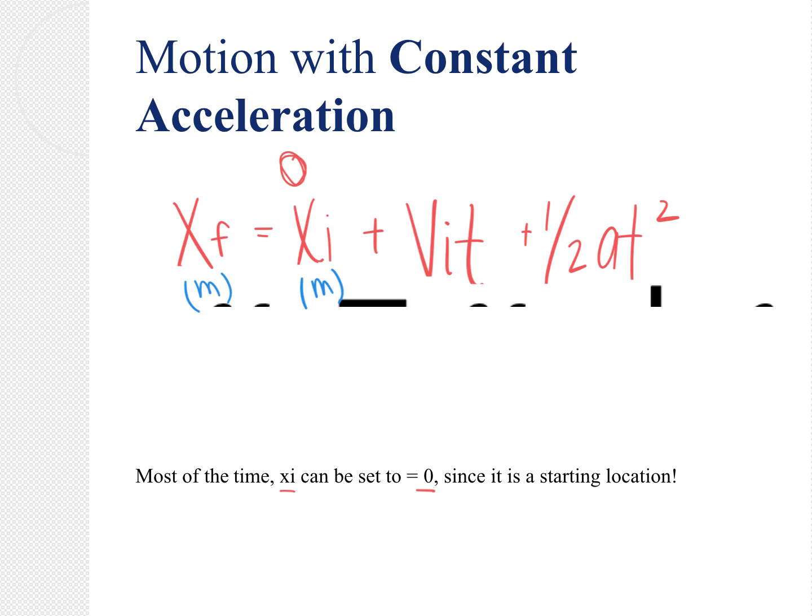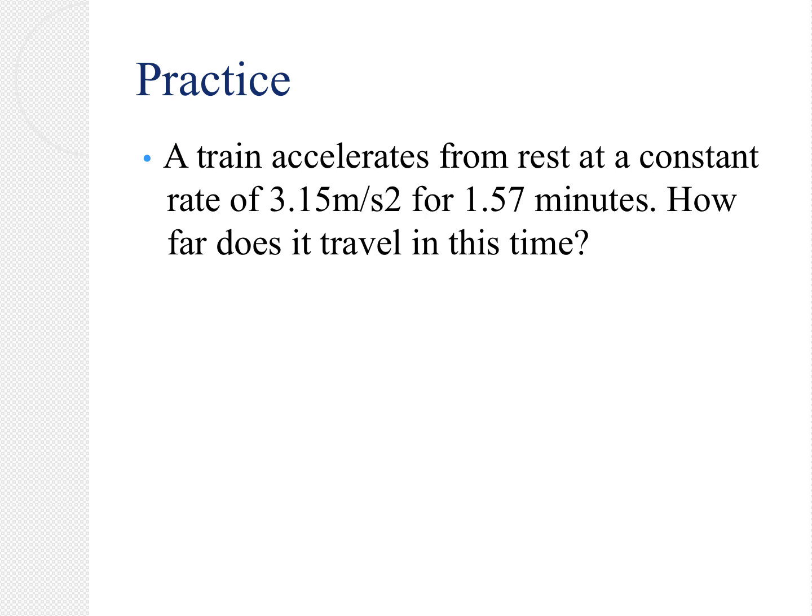And usually you just have to use context clues to figure out what's initial, what's final. But if it doesn't give you any information about it, we use this one a lot for vertical problems. If it says it's dropped off a cliff or thrown off a cliff and we don't know how fast it's going, we can solve a lot of information without having to know how fast it's going at the end. Okay? All right, here we go.